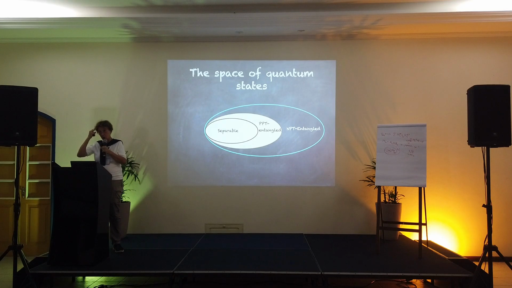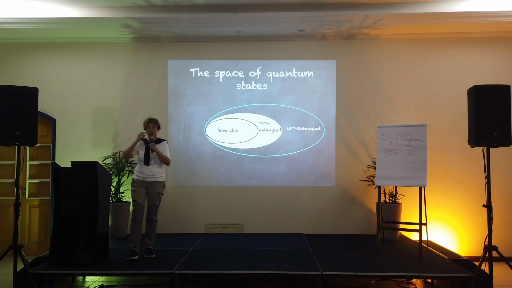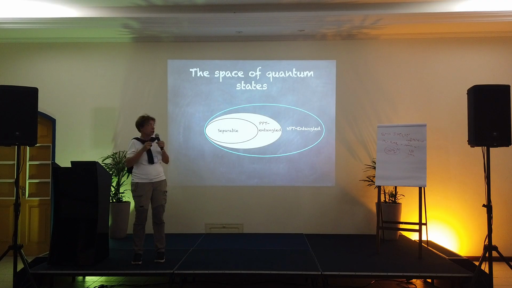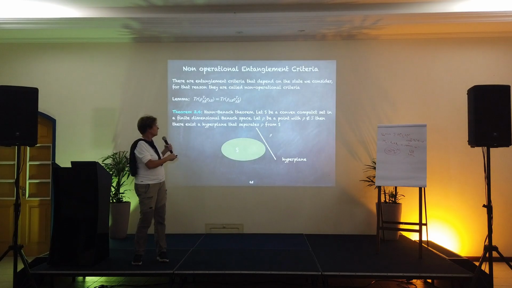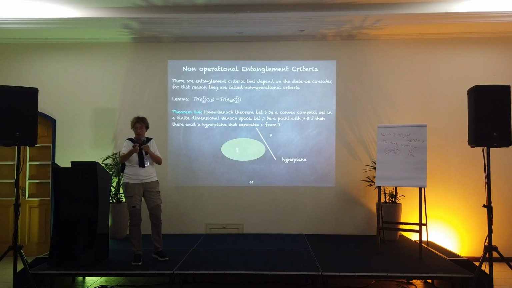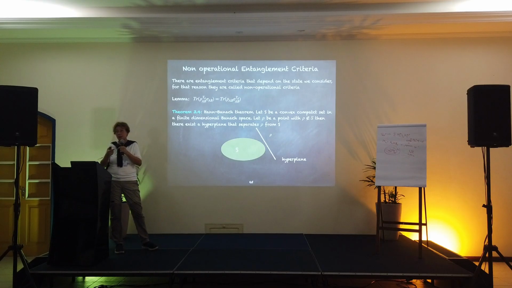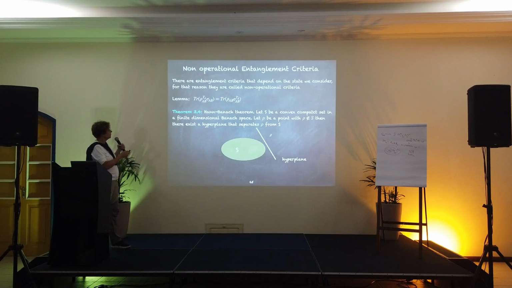The criterion of NPT, PPT, as I was saying, is operational, in the sense that I take a state, and on this state I do something. It depends on the state. But there are criteria, and we are going to see some of them now, which do not depend on that. The first criterion, which is very nice, is this one. So there are entanglement criteria that depend on the state, and there are other ones that do not. And this is a small lemma that I need, but it's not very important.